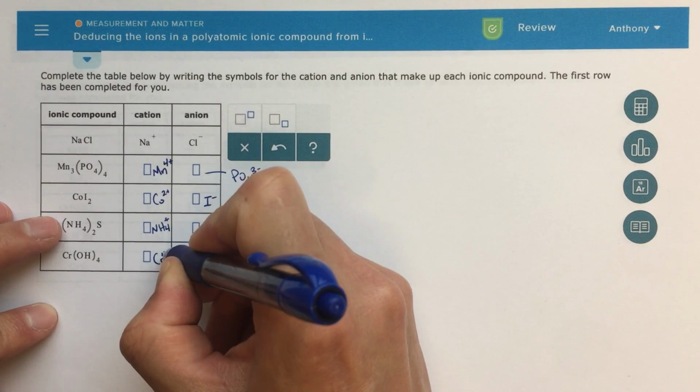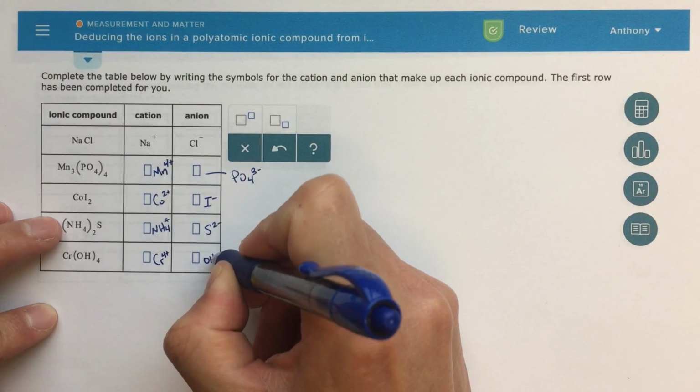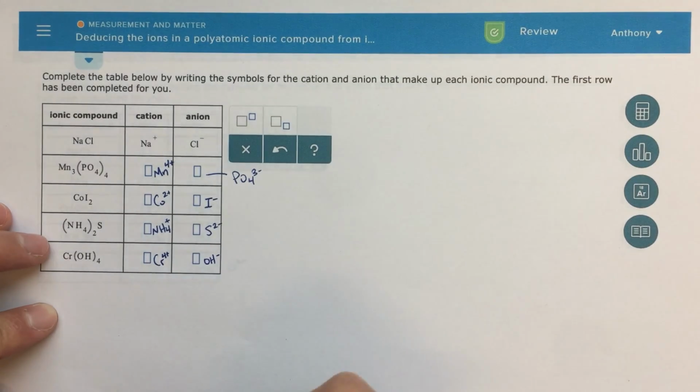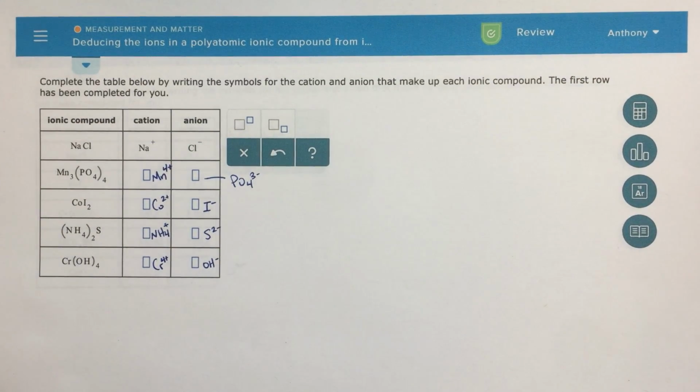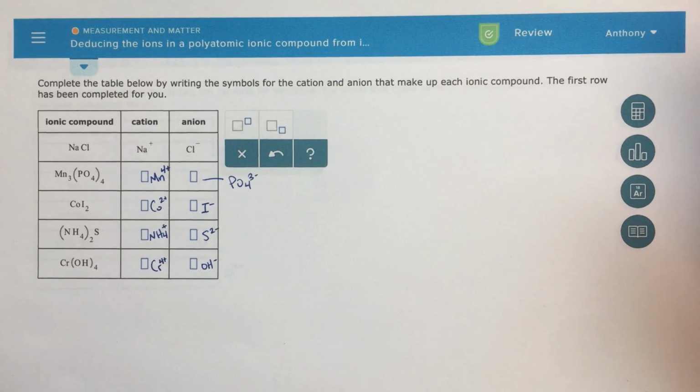Here we've got chromium with a 4 plus charge, OH minus. And here we see chromium with a varying charge. With those transition metals, it is very common that they would have a varying charge, so we can rest assured that that's okay. Things in group 1, sodium, lithium, potassium, will always have a positive 1 charge. Things in group 2, like magnesium, calcium, strontium, will always have a plus 2 charge. So we can always keep those in mind as plus 1 and plus 2, groups 1 and 2.